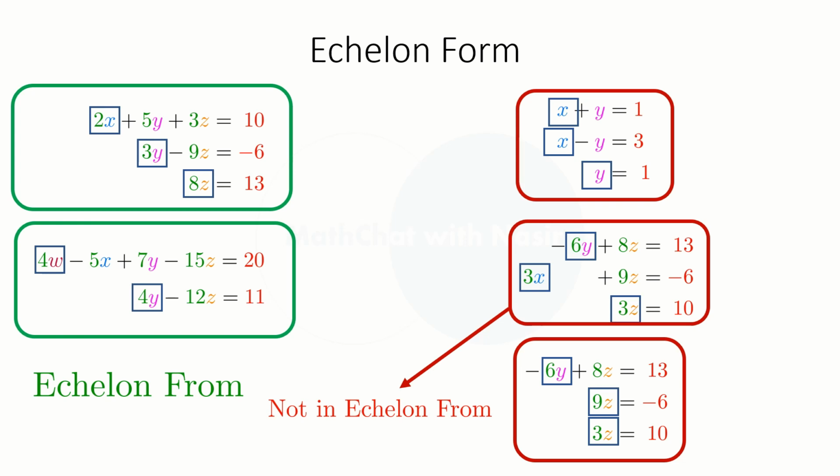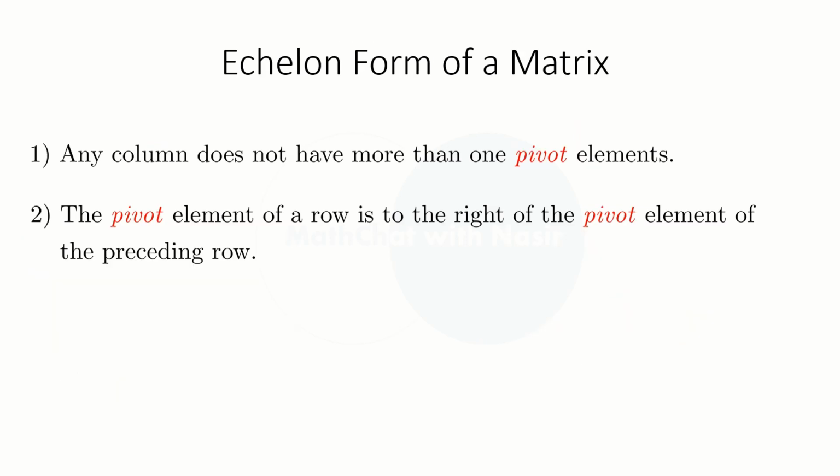The other condition is that the pivot variable in the following equation should be strictly to the right of the pivot variable of the preceding equation. In this system of linear equations, x is the pivot variable of the second equation and is to the left of the pivot variable of the first equation. Therefore, this is not an echelon form. So, a system of linear equations is in echelon form if all the equations have distinct pivot variables, and secondly, the pivot variable of the following equation must be strictly to the right of the pivot variable of the preceding equation. Analogous to the system of linear equations, a matrix also has an echelon form.